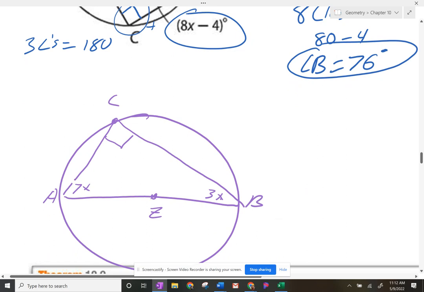I don't know why that went goofy. Angle A is going to be 7x. Angle B is going to be 3x. I want you to find angle B.